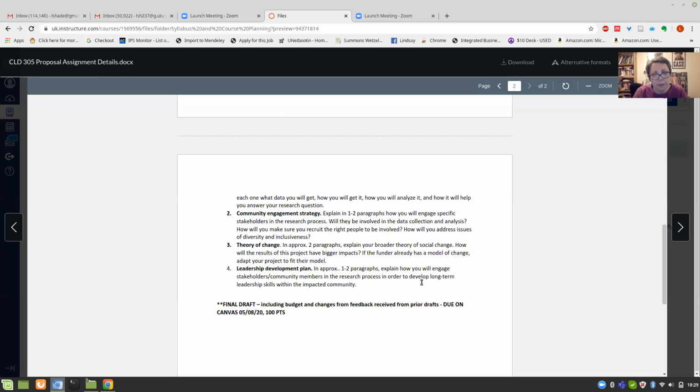Okay, and then lastly is the leadership development plan. This is sort of similar to the community engagement strategy, but it goes a little bit further to say, how does this live on after you go away? So the research is going to come to an end, the money's going to run out. Well, getting back to that theory of change, it's not going to make much impact if everything just stops once your little grant runs out or your research project ends.